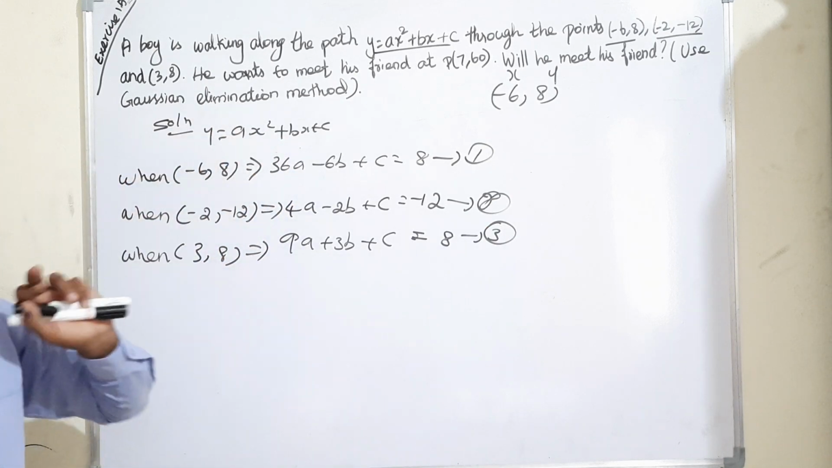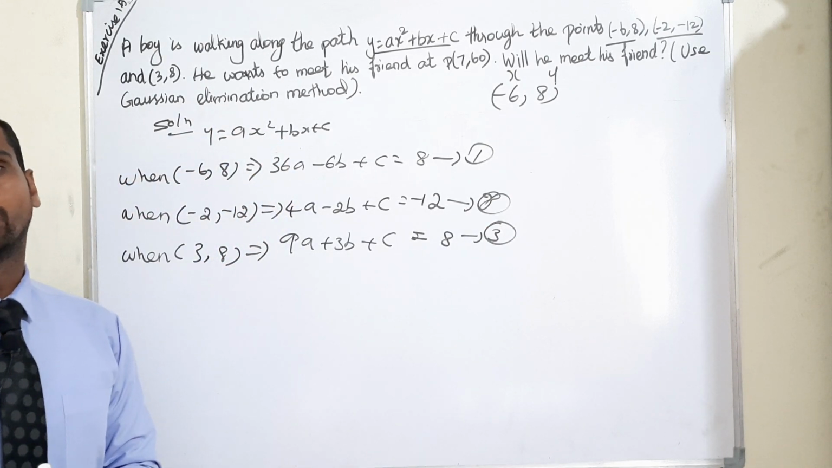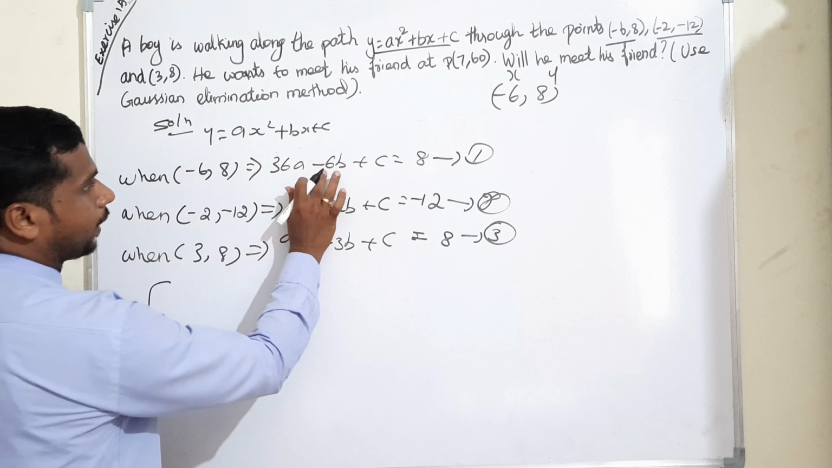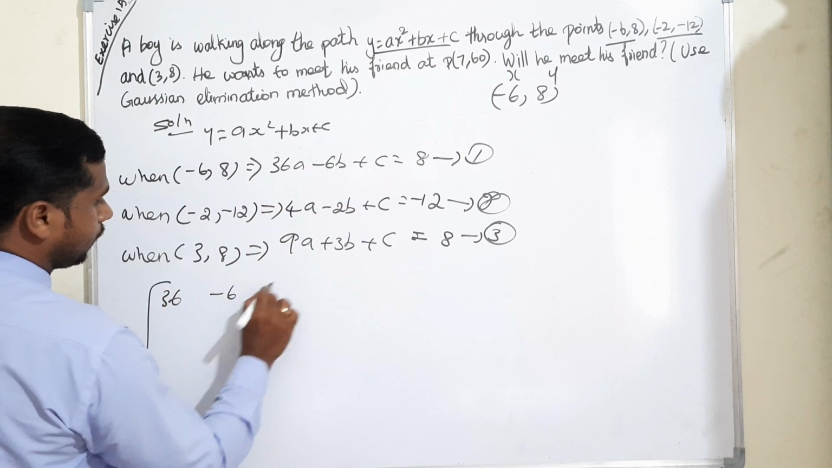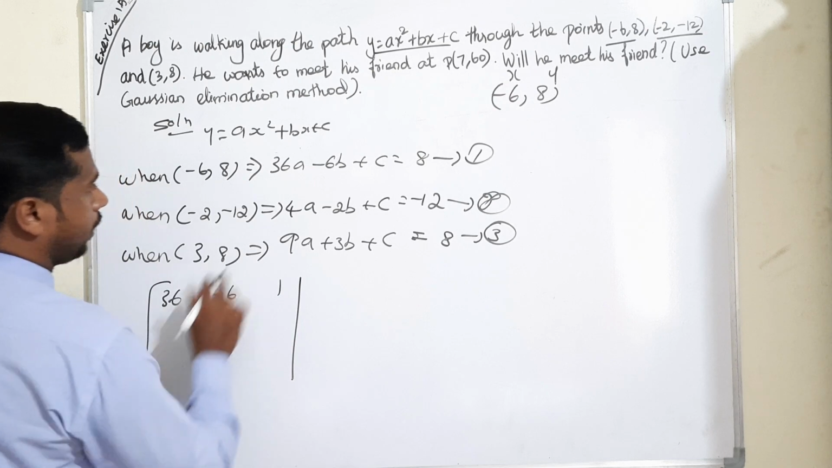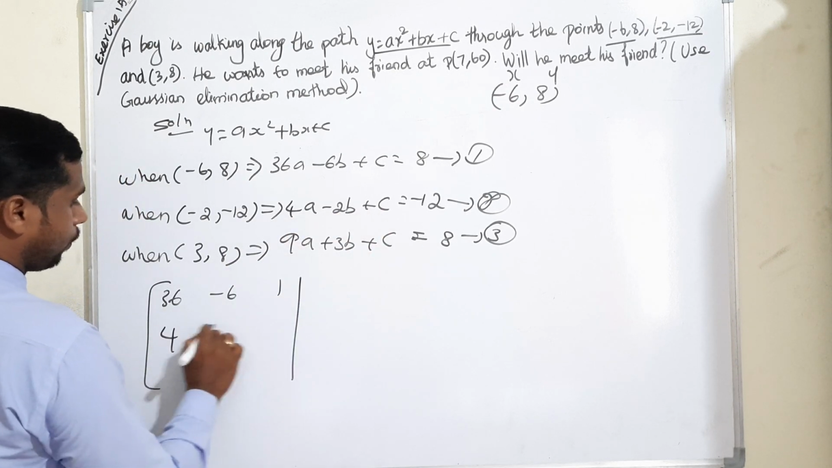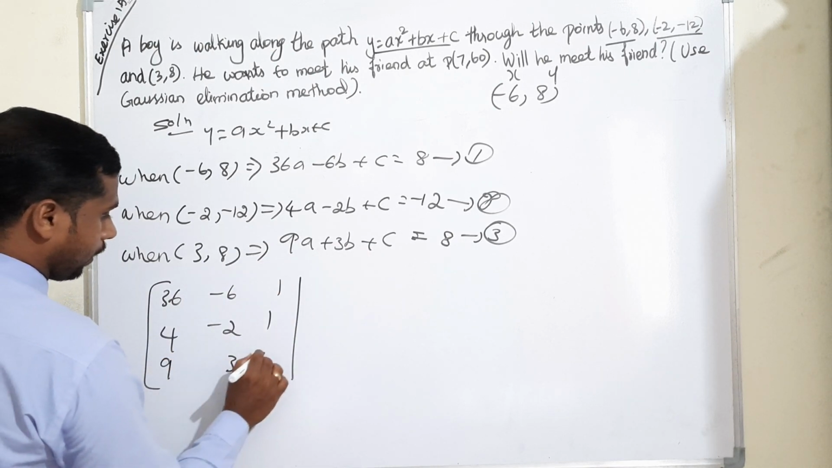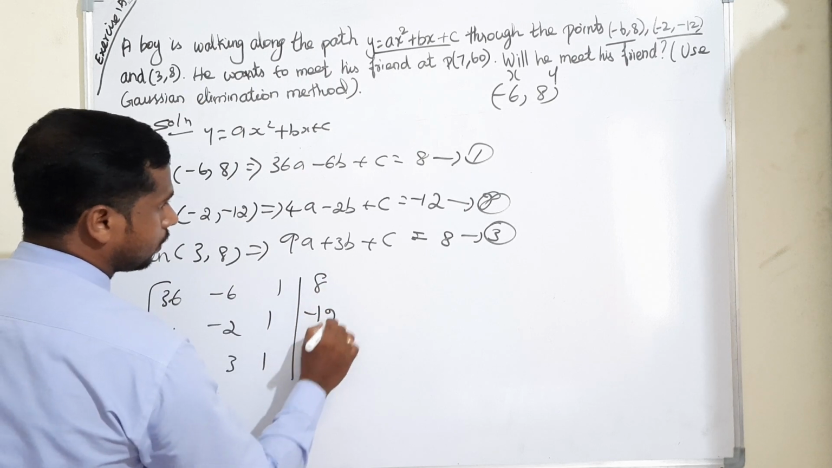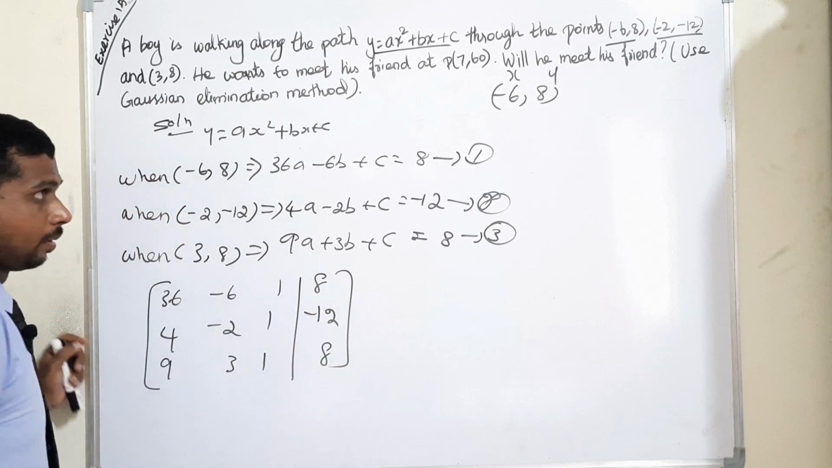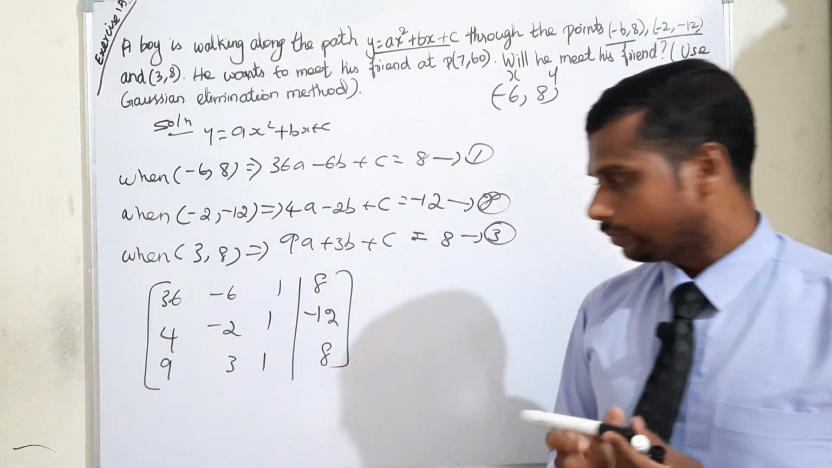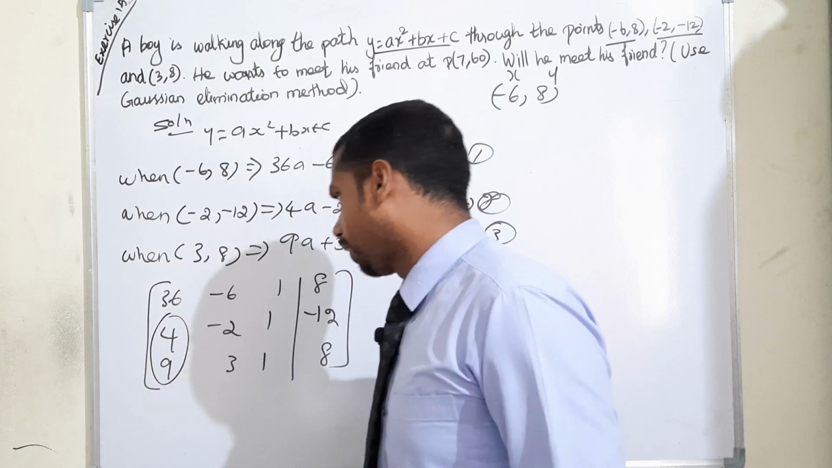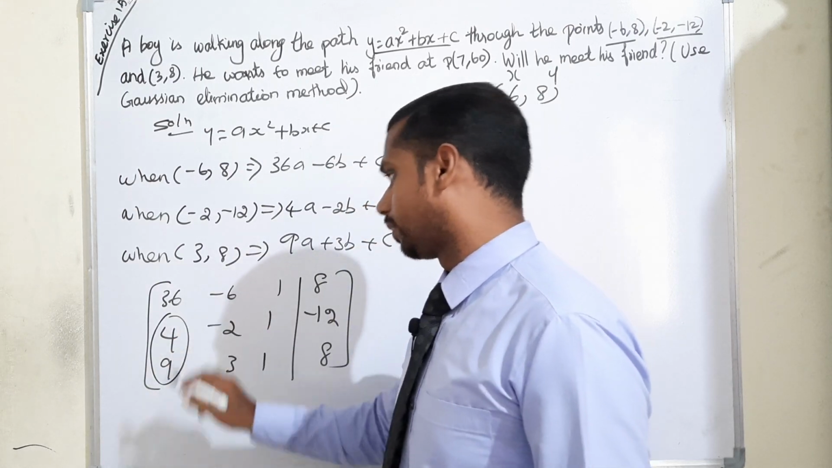So again the Gaussian elimination method, already you know, the augmented matrix to reduce to row echelon form. We have to consider the row echelon form. 36 minus 6 positive 1, 4 minus 2 positive 1, 9 3 1, and 8 minus 12 positive 8. So what do we have to do? The first row has 36; if we multiply each row by a number under it, we will get 36, isn't it?